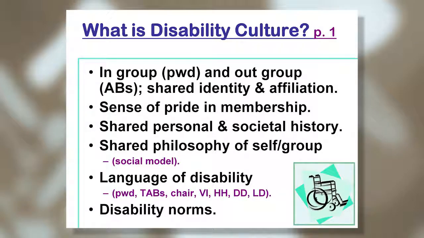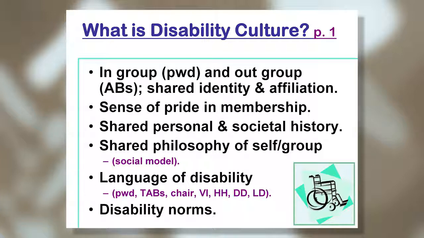What is disability culture? Well, there's an in-group and an out-group, and the in-group is people with disabilities and those affiliated closely with them. There's a sense of pride in membership and being a person with a disability. There's a shared personal history and a societal history. A philosophy of the group, which is the social model. There's a language, like for example, we talk about TABs, people who are temporarily able-bodied who might join the disabled community at any time. We talk about people using chairs, meaning wheelchairs, etc.